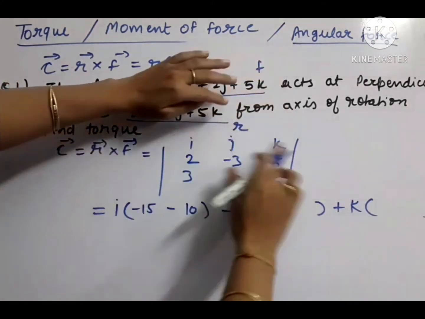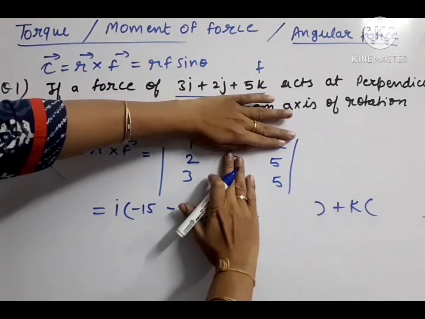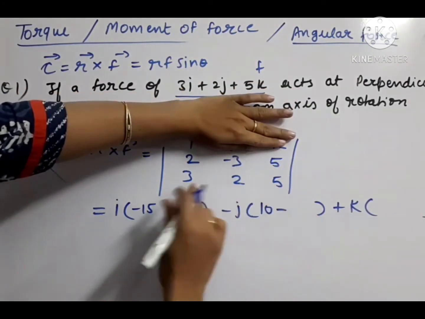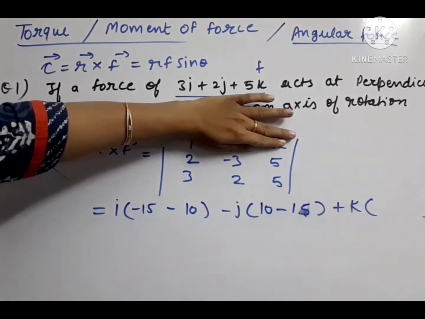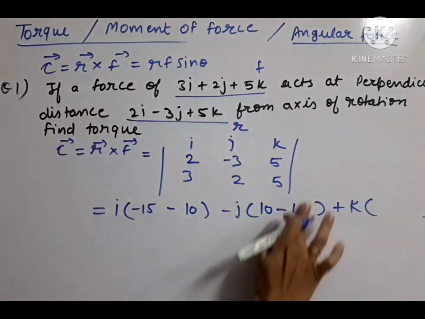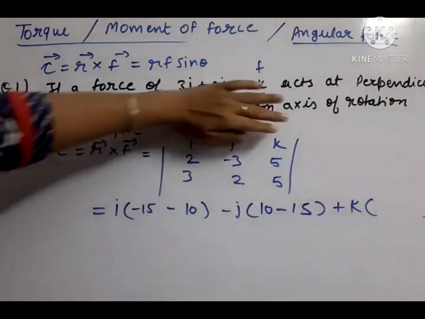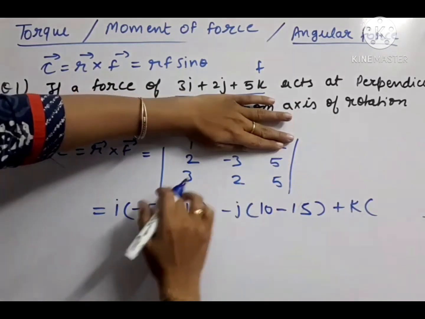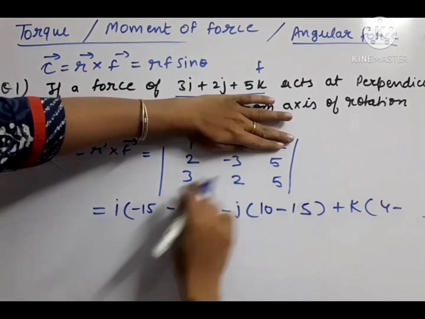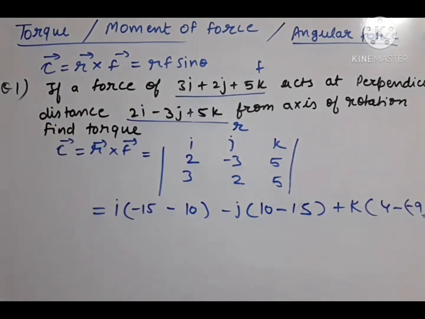So we have to hide the row and column in which j is appearing. This is j, so we'll hide like this. So 2 5s are 10 minus 3 5s are 15. After that k. For the k term, again hide the row and column in which k is appearing. So 2 2s are 4 minus 9. Okay, this way we solve.